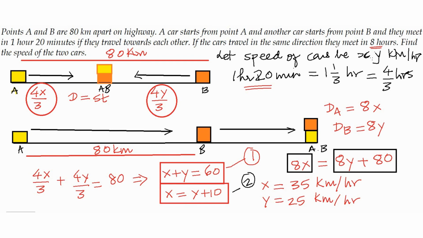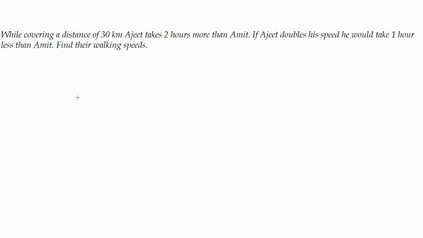Okay, moving on to the next question. While covering a distance of 30 kilometers, Ajit takes 2 hours more than Amit. Okay, so let's underline some keywords. Distance is 30 kilometers and initially Ajit takes 2 hours more than Amit. If Ajit doubles his speed, he would take 1 hour less than Amit. So I think there are some conditions given here.